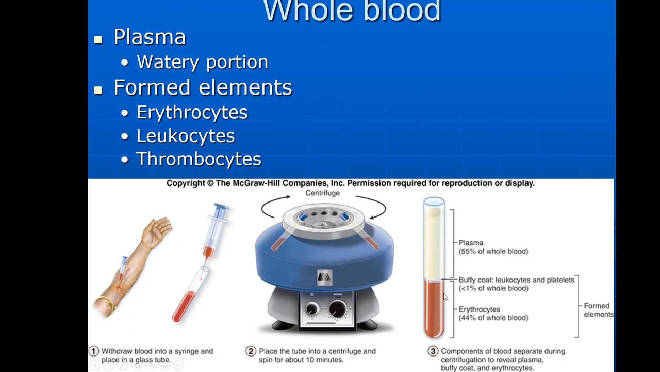So most of the formed elements are erythrocytes. But if you look at the percentage of what makes up the bulk of the blood, it's actually plasma. Plasma makes up on average 55%, maybe 60% sometimes, of someone's blood.